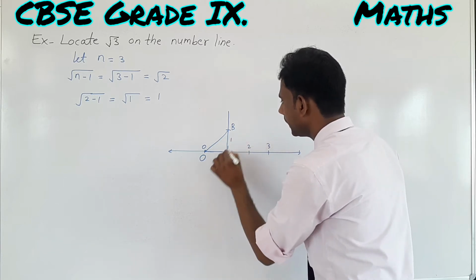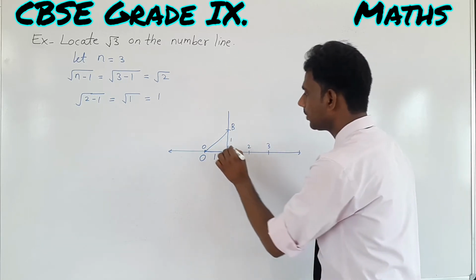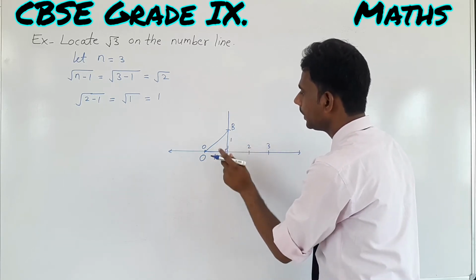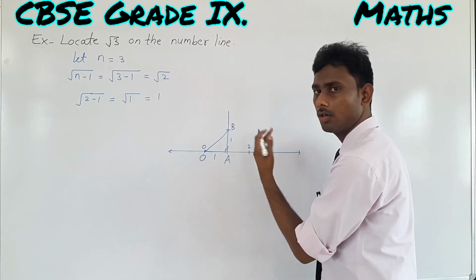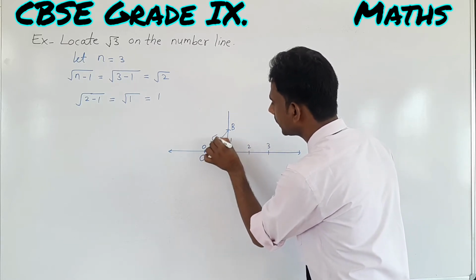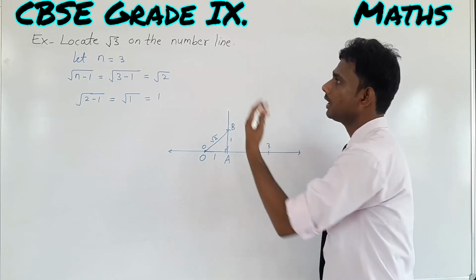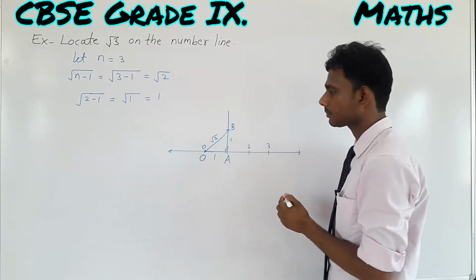This is 1 unit. It is also 1 unit. Using Pythagoras theorem, it will be 1 plus 1, 2. Square root of 2 is root 2. This length is root 2. But we need to represent root 3.